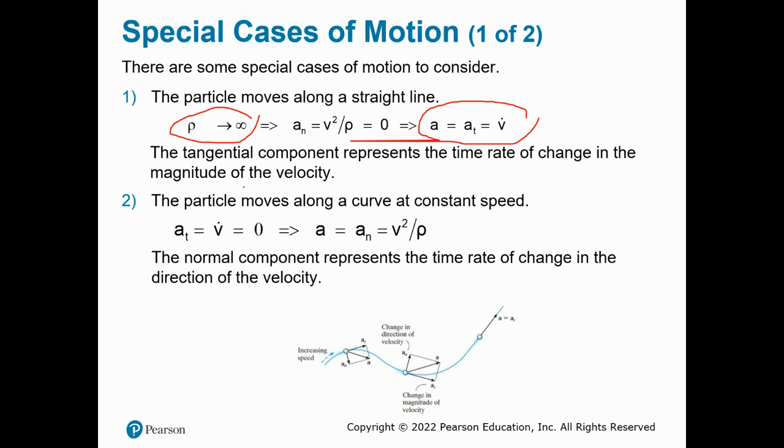And secondly, if the particle travels along a curve, like a circle, with no tangent component at all. If I'm just traveling along the circle with a constant speed, that means all of my acceleration is doing the job of changing the direction of the velocity. So under that condition, all of the acceleration will be the normal component, which is v squared over rho.